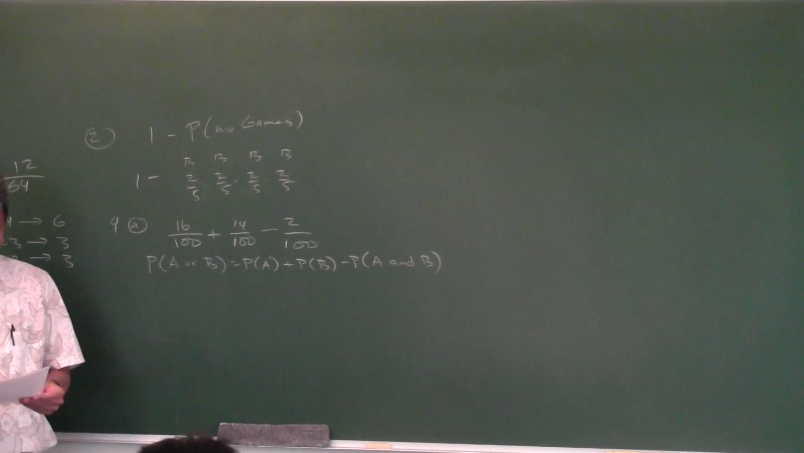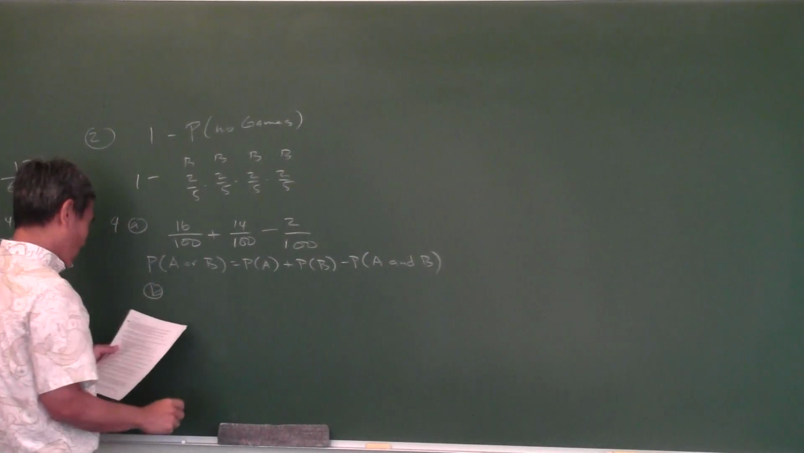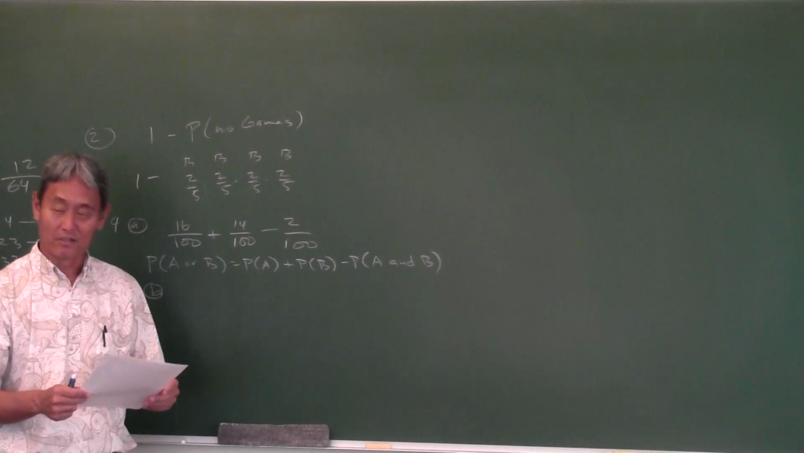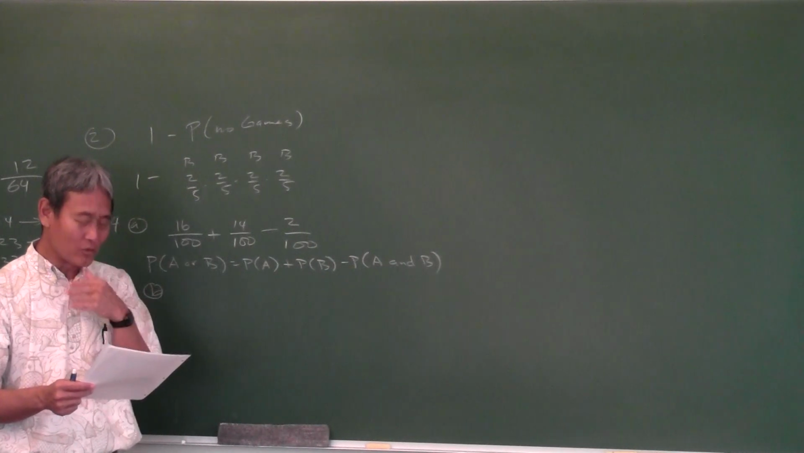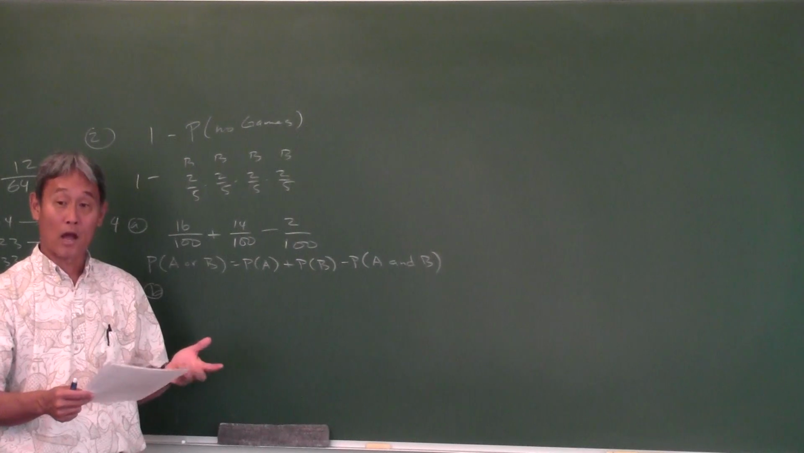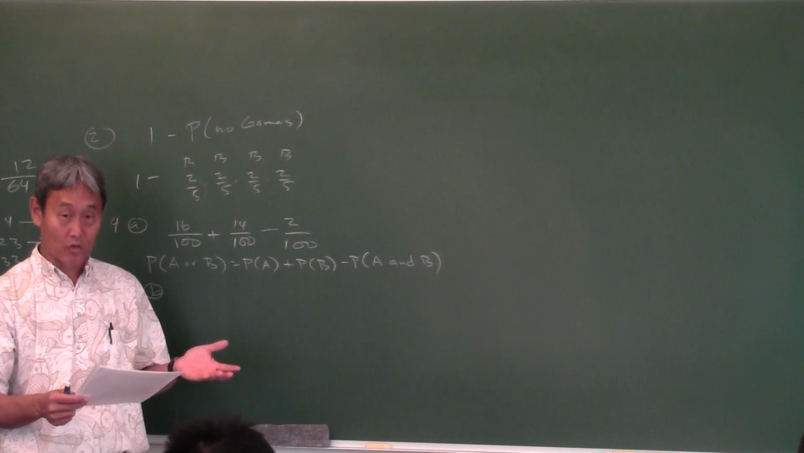4B. 2 tickets are randomly drawn. What's the probability that the product of the 2 numbers is odd? I'm pretty sure you can see something like this tomorrow. Now, if the product of the 2 numbers is odd, what does that mean? The 2 numbers are odd. They have to be both odd, right? So basically, we're just looking for the probability of drawing 2 odd numbers.